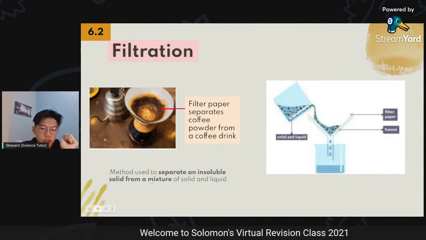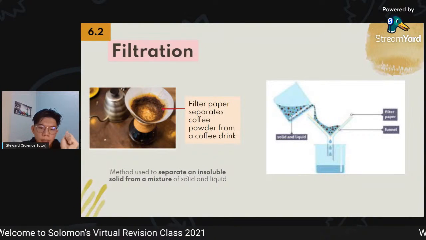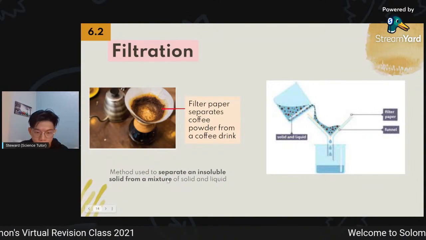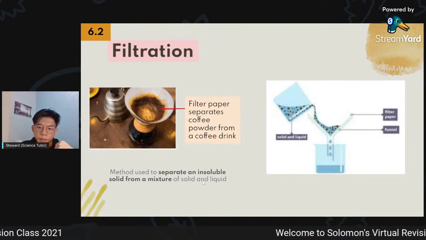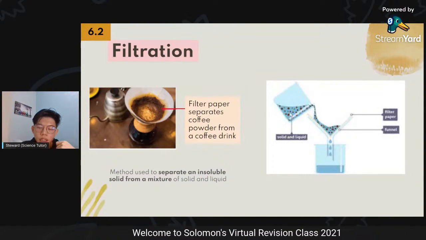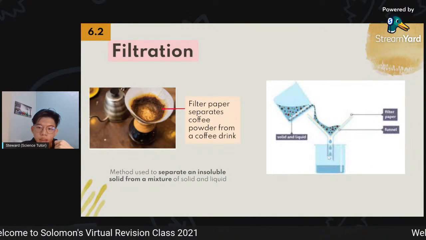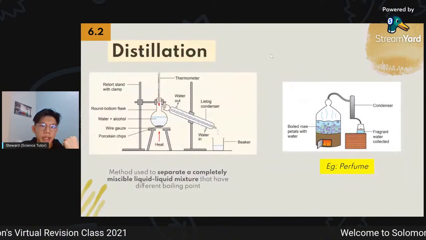When do we need to use filtration? It is when we need to separate an insoluble solid from a mixture of a solid and liquid. Contohnya kat sini kita ada kopi air dengan kopi powder. Lepas tu kita tuang dalam ni, so kita nak air dia saja. Okay, next we've got distillation.